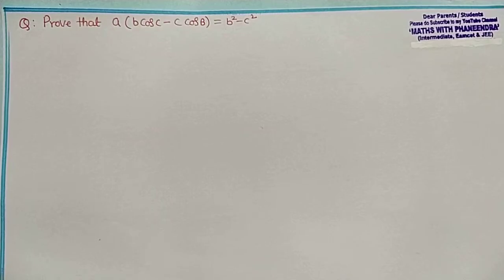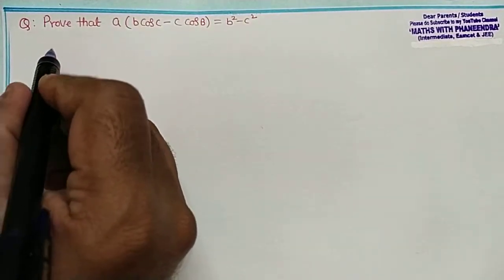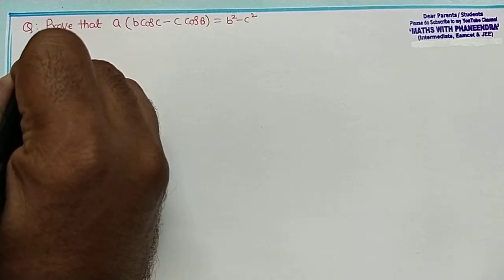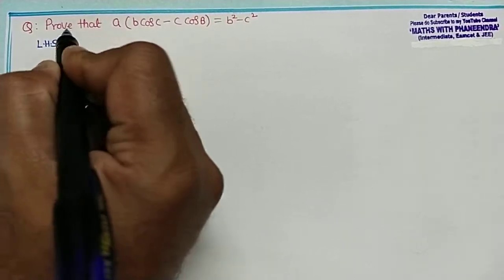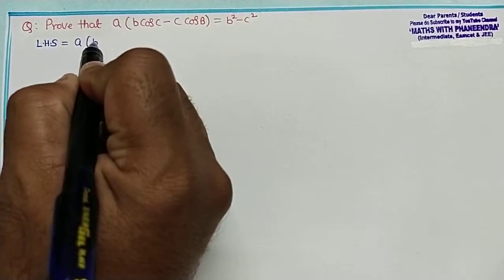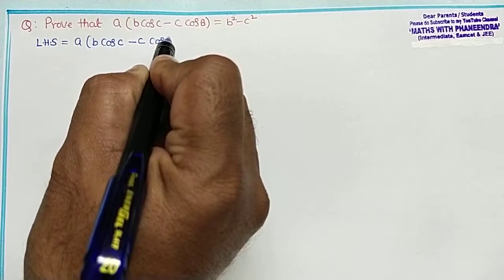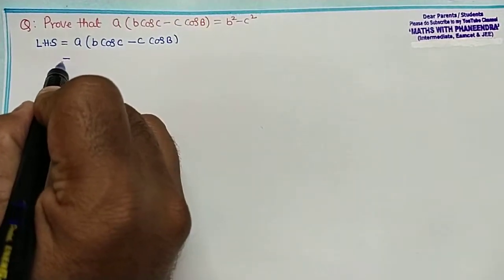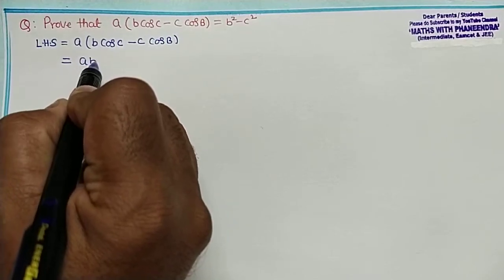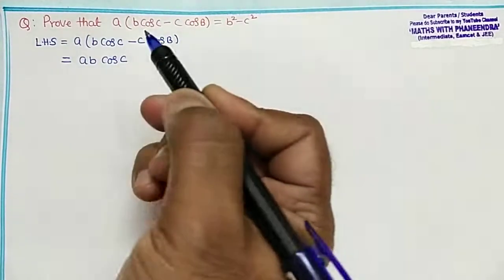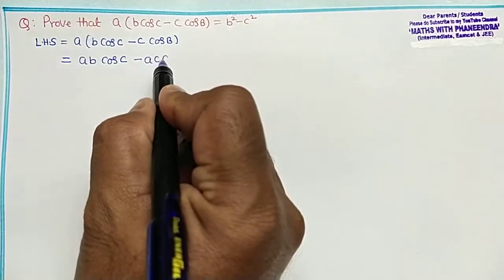The next question. Prove that a into (b cos C minus c cos B) equal to b square minus c square. Now, consider LHS. Prove that means now you can consider LHS. Consider LHS: a into (b cos C minus c cos B), which is also equal to, actual multiplication, ab cos C minus ac cos B.